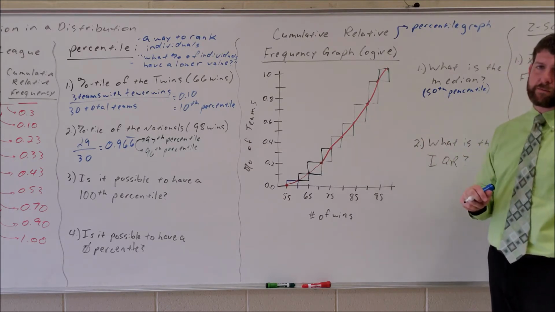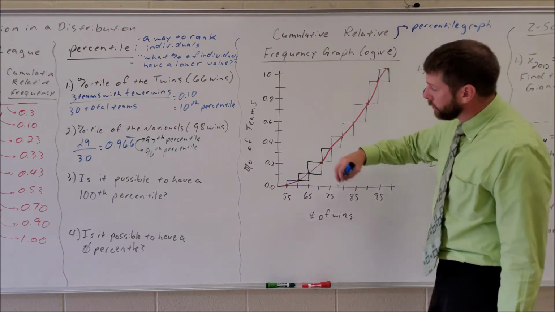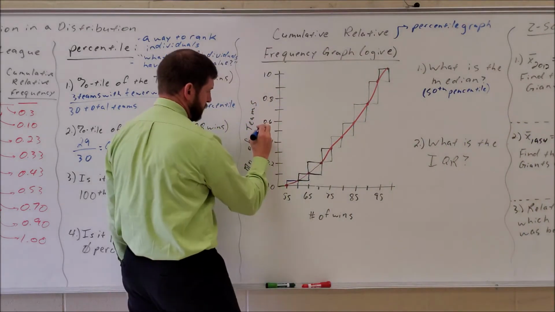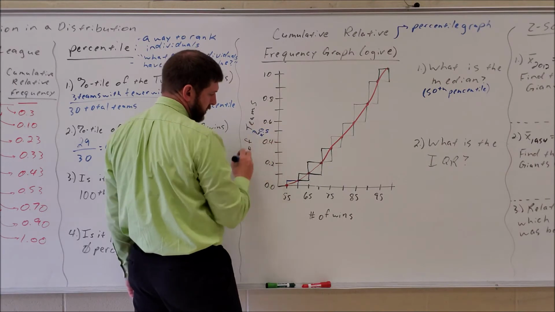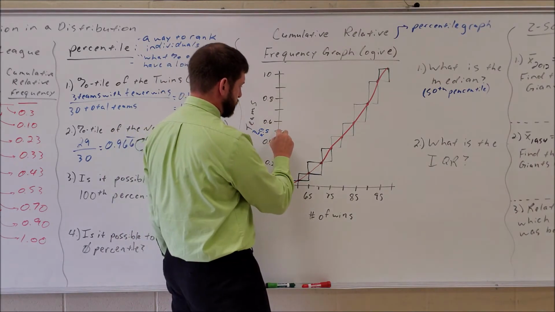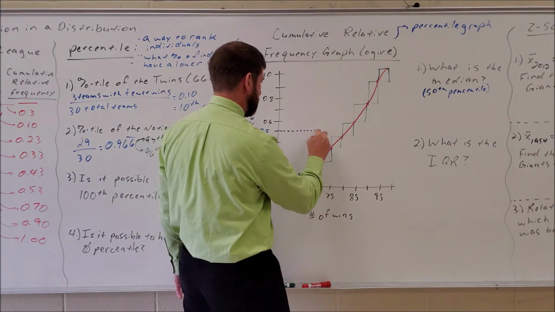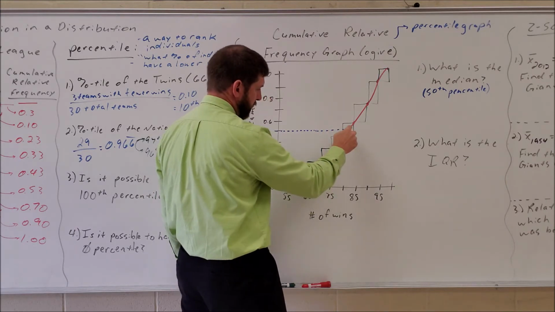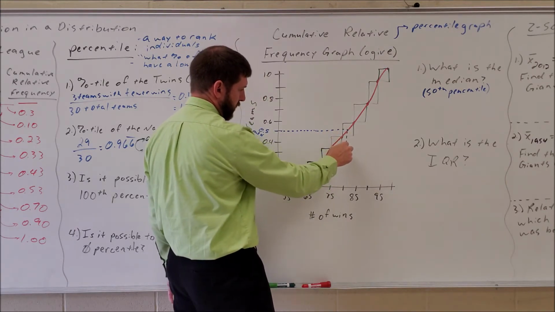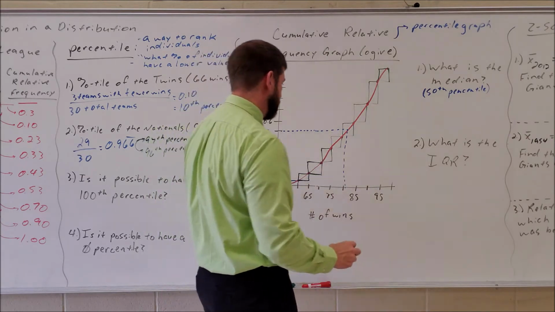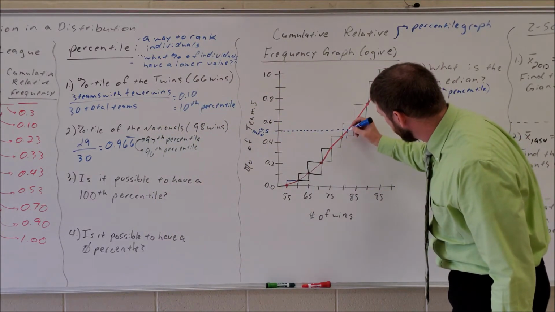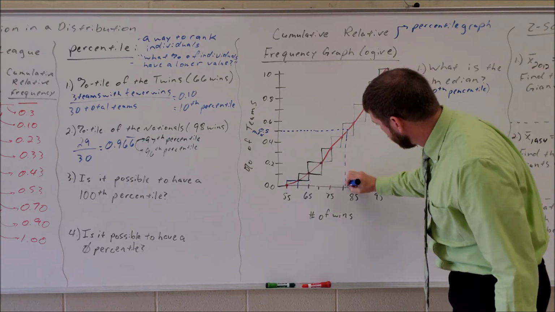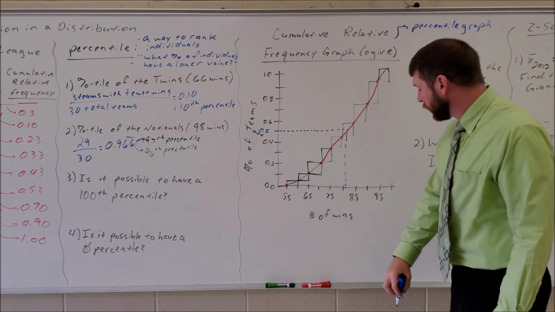What is the 50th percentile based on this graph? So how do I get that? I go to my percentage. So here is 0.5. That's the median. I work straight across. Okay, right about there. And then we come down, and let's see if I can straighten that up a little bit. Yeah, that's probably about right.